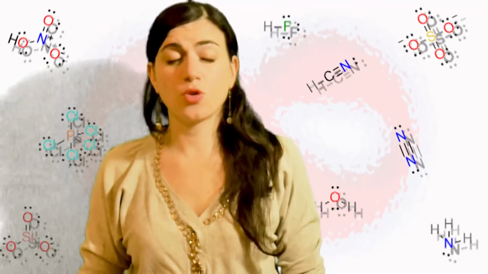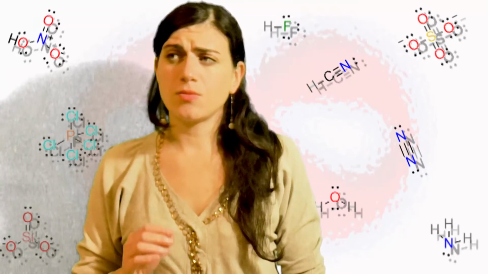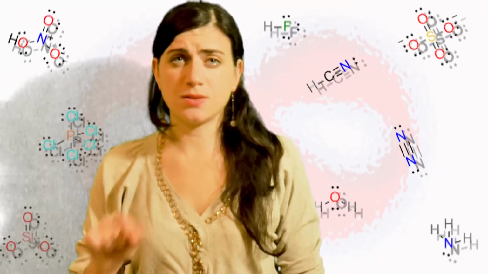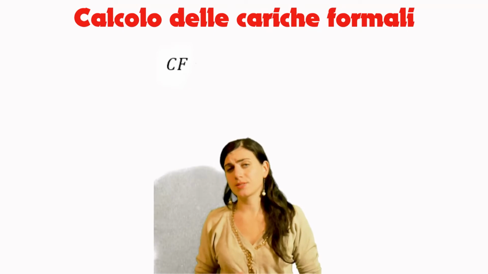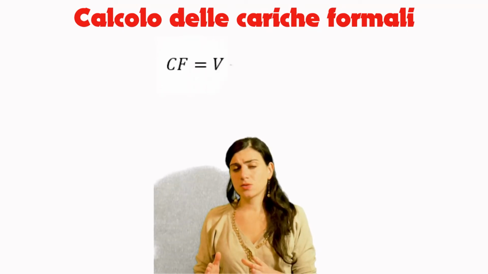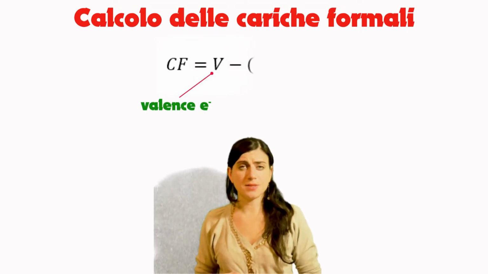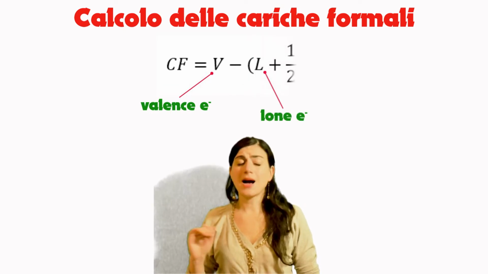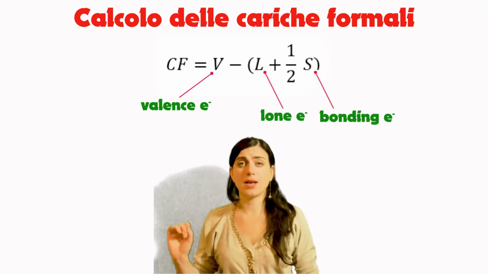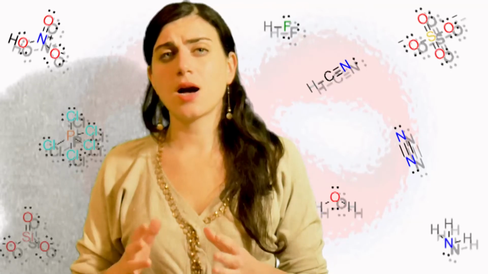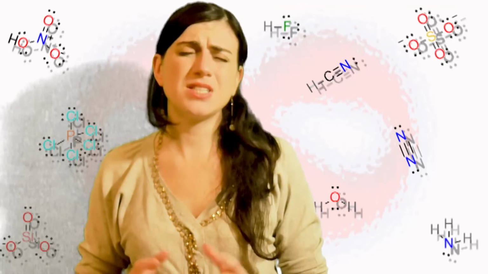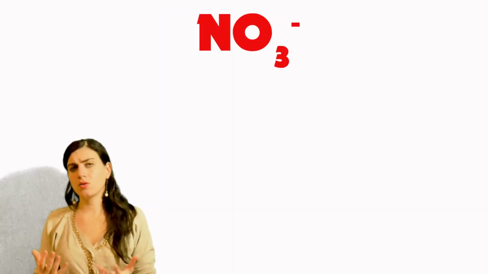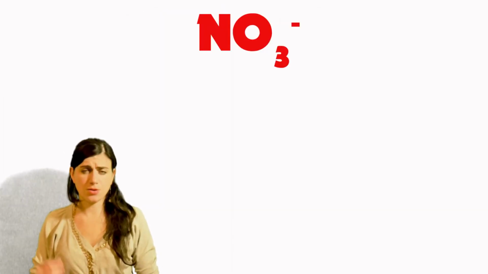How to calculate the formal charges? There is a formula for that, which is this one. Formal charge equals the valence electrons minus, in parentheses, lone pair electrons plus half of the bond electrons. Let's apply this to our nitrate ion. How can we calculate formal charges for our ion?